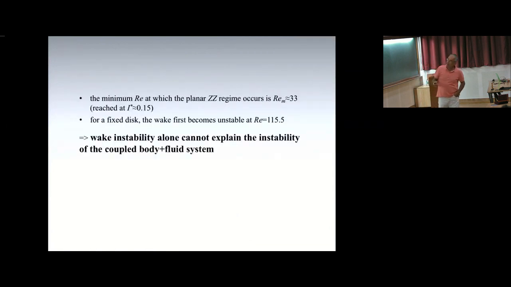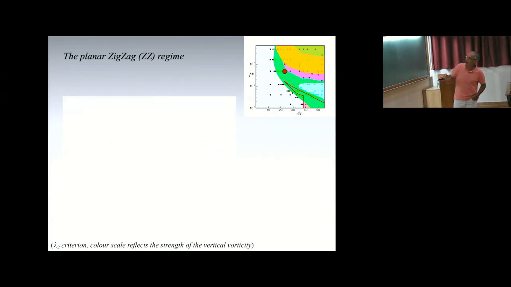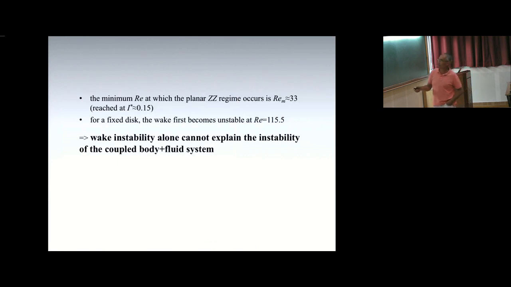And maybe a first thing to be remarked is that you see that the lowest Archimedes number at which the disk can become unstable corresponds to this point here. And if you compute the Reynolds number, the corresponding Reynolds number is about 30. And this is quite remarkable because if now you come back to the case of a fixed disk, so you consider a fixed disk broadside on in a uniform stream, then you will find that the wake of that disk becomes unstable only for a Reynolds number of 115. Whereas if the disk is free to move, it may become unstable for Reynolds number as low as 30.